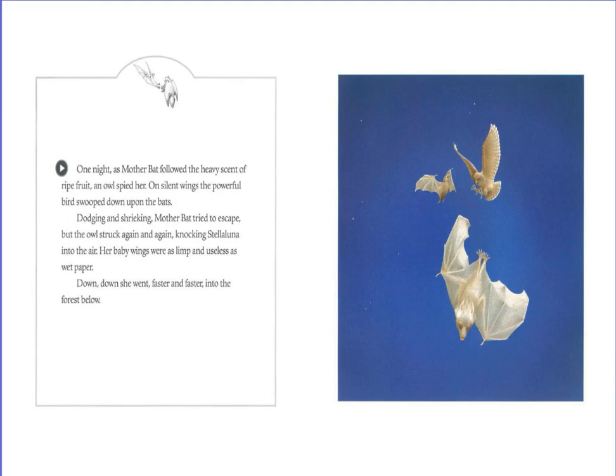One night, as Mother Bat followed the heavy scent of ripe fruit, an owl spied her. On silent wings the powerful bird swooped down upon the bats. Dodging and shrieking, Mother Bat tried to escape, but the owl struck again and again, knocking Stellaluna in the air. Her baby wings were as limp and useless as wet paper. Down, down she went, faster and faster into the forest below.